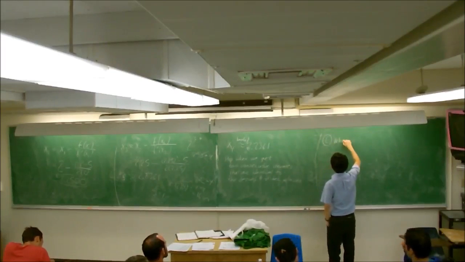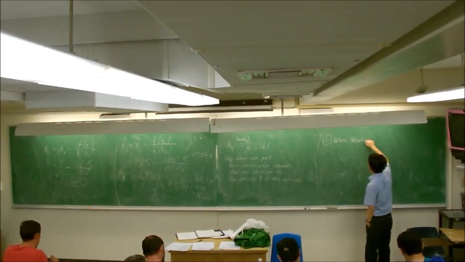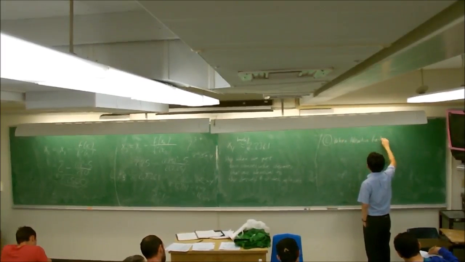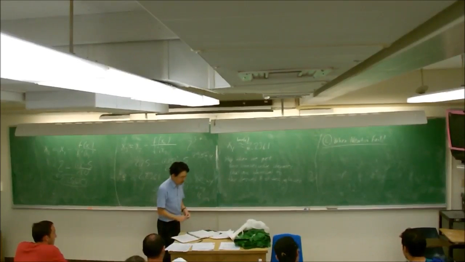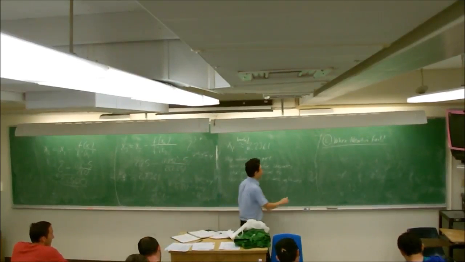When Newton fails, like when animals attack, when Newton fails. And I'm sure Sir Isaac would be very resentful of that notion, but okay. When does Newton's method fail? Let's look at some examples.